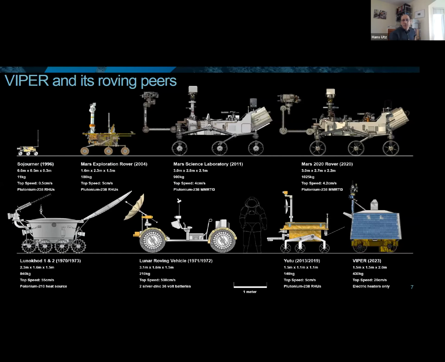A short size comparison. The VIPER rover is on the lower right here. It's somewhere in size between the Lunokhod rover and the Yutu-2 rover, which currently visited the Moon. Slightly bigger than the Mars Exploration Rovers, and significantly smaller than the Mars Science Laboratory or the Mars 2020 rover.